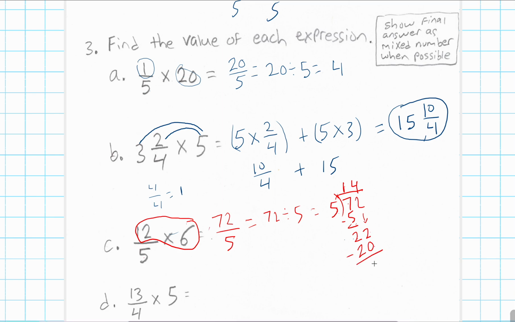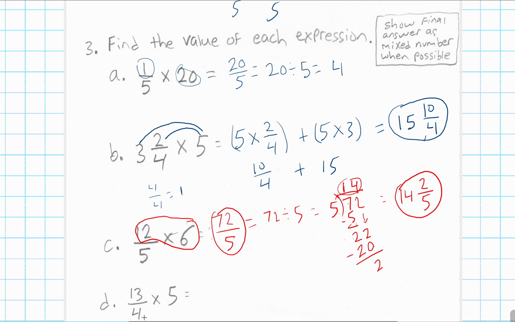So how many do we have left? We got 2 left. So that means that 72 divided by 5 is 14 wholes, right? But we have a remainder of 2. So this remainder is 2 what? 2 fifths. Okay, so this is our answer. 14 and 2 fifths, which is the same as 72 fifths. We just converted this improper fraction into a mixed number. Okay, let's try the next one.